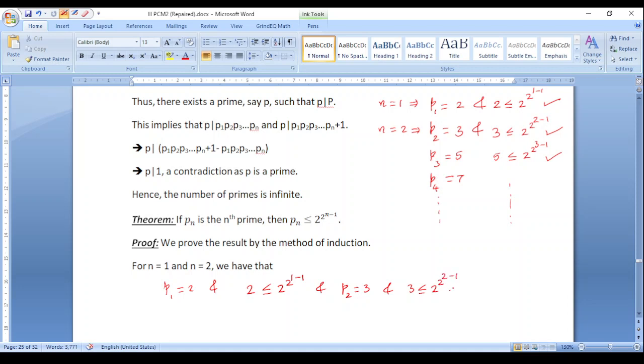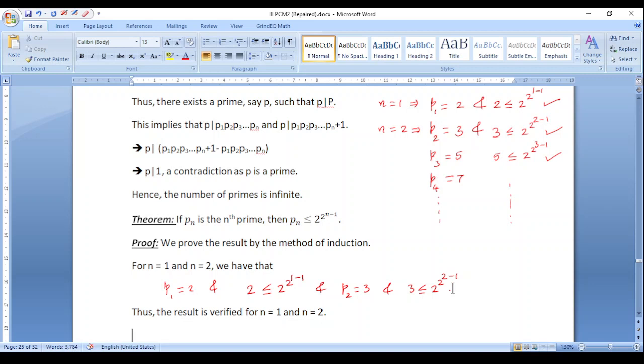Right? So what does that mean? That means to say that the result is verified for n equals 1 and n equals 2. So that means that the result is true for some initial values of n.